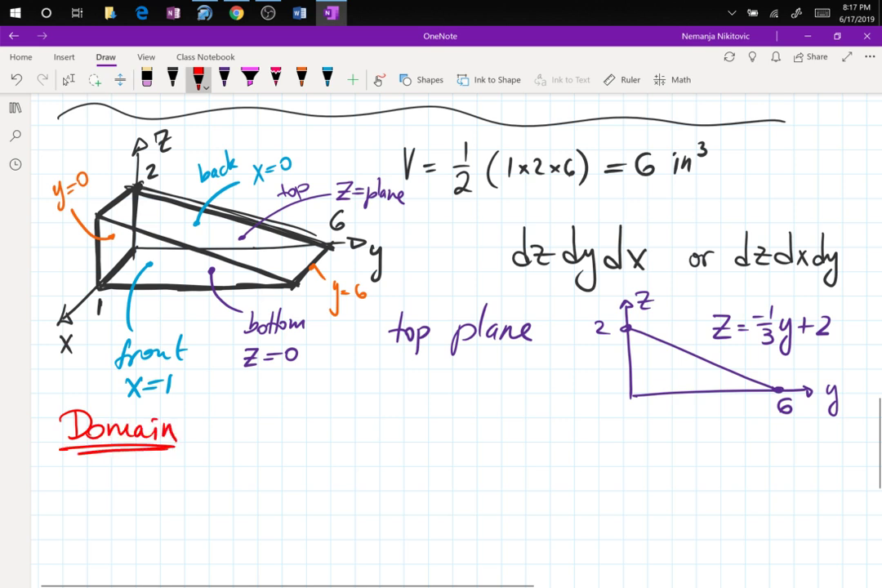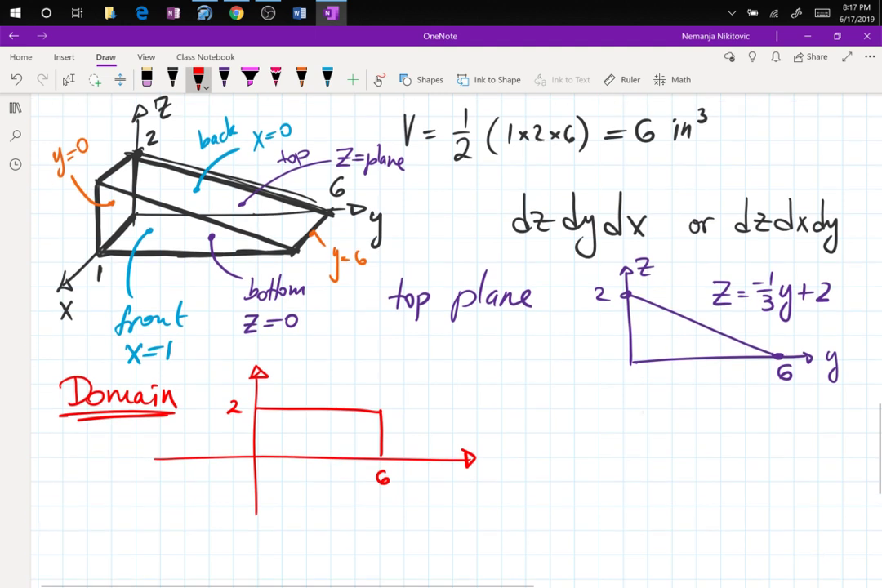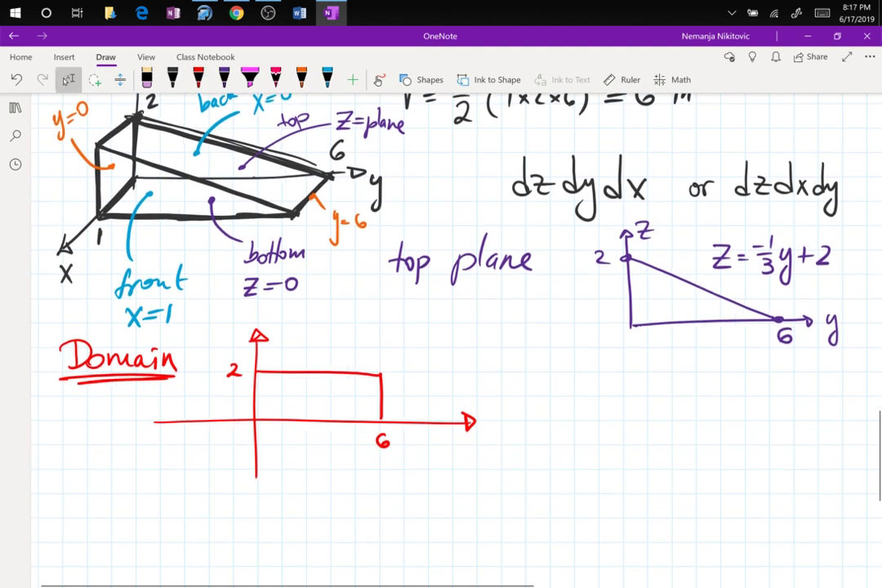And my domain is always in the xy plane. If you carefully look at your domain, you have a 2 by 6 rectangle. And remember, whatever one you consider, let's say you are considering dx, that's the one that goes on the end. Can you set it with dy? Yes, you can set it also as a dy, but then the y would go at the end.